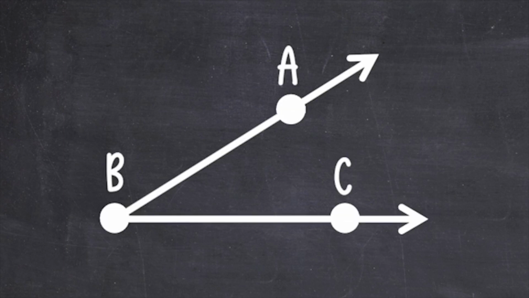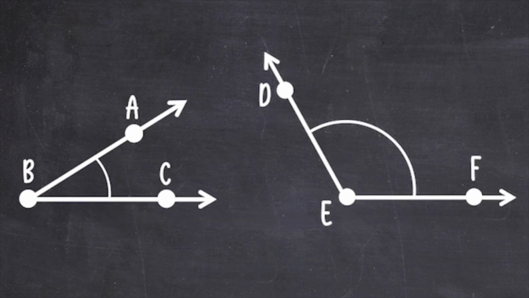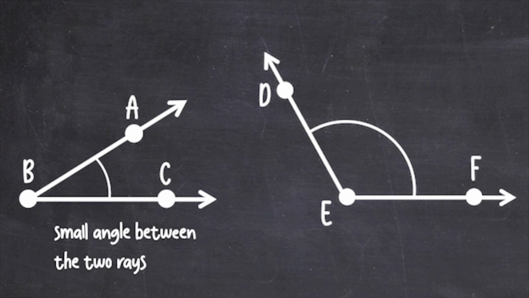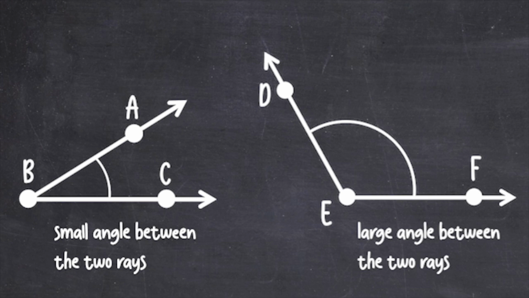Let's look at two rays that share the same endpoint. An angle is a measurement of the amount of space between the two rays. Let's bring another pair of rays with the same endpoint. Notice that the angle between the two rays on the left is smaller than the angle between the two rays on the right.